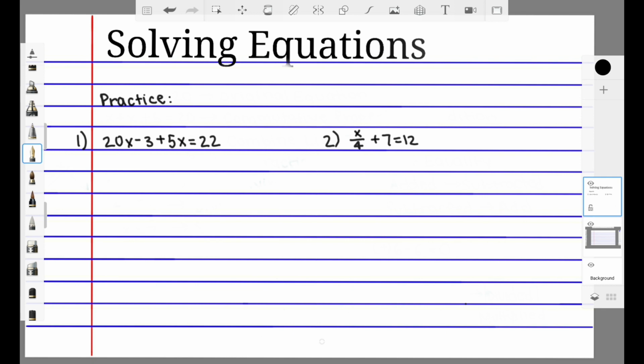Solve the two equations on the screen like we just did by writing out each step.